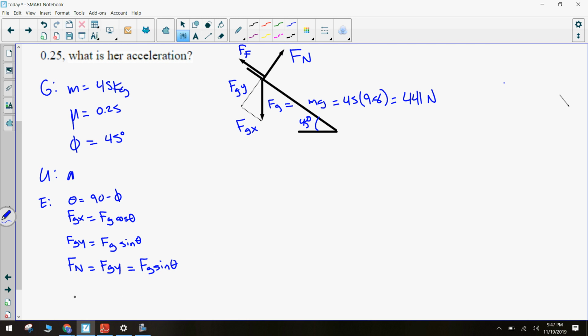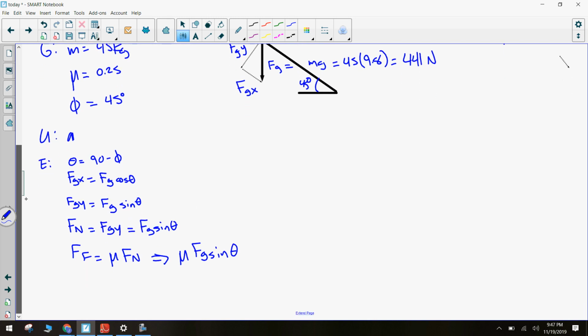Then we have the force of friction, which is going to be mu times that Fn, which really means that, again, this is just a definition. The force of friction is going to be mu times Fg sine theta. And then we're going to finally get to F net equals ma.